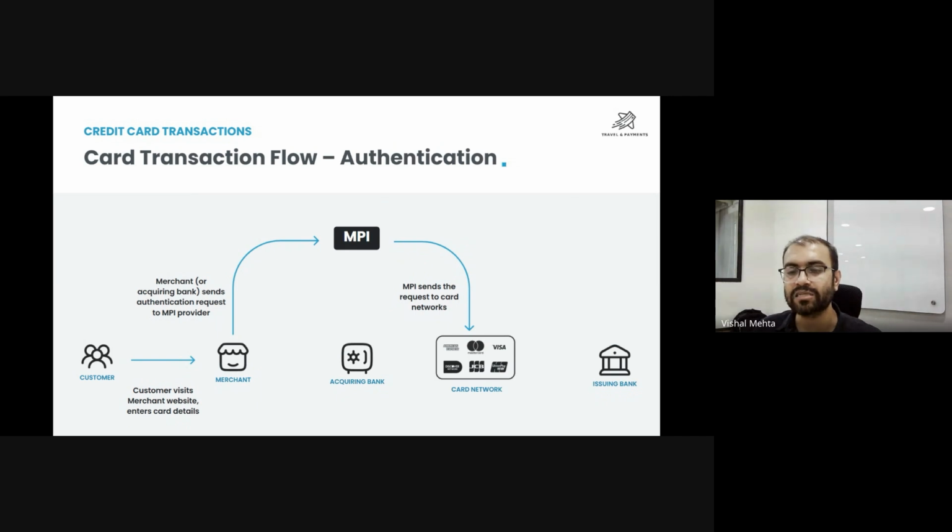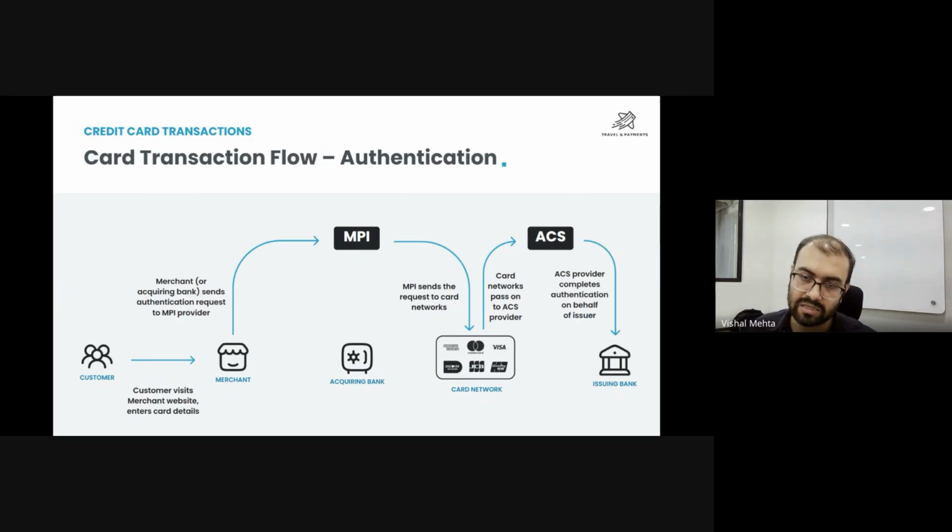But end of the day, merchant in one form or the other will send the card details to an MPI server. MPI server will check with the card network directly and say that, hey, I have this particular card. I want to initiate an authentication check on that particular card, right? Then card network will identify the issuer and it will send the transaction to an ACS server. ACS is called Access Control Server. And this ACS is responsible for that authentication layer between the issuing bank and the card network. So this is what happens, right?